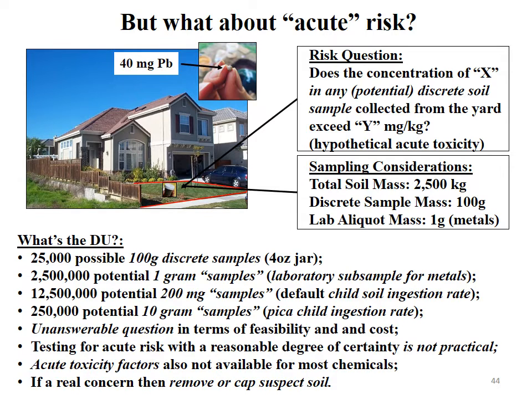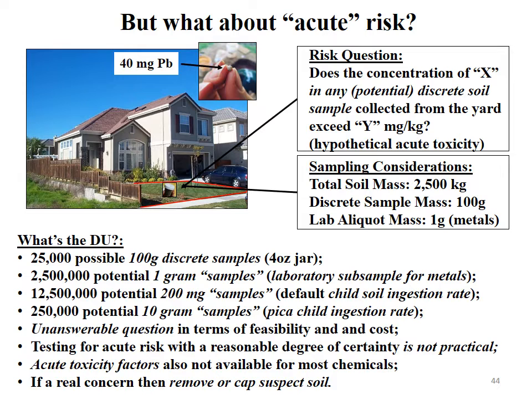So the other question that comes up is, what about acute risk? Back to that question in the 1980s, early 1990s, where the reason to collect discrete samples. Let's think about this for this site. Again, what's our risk question? Does the concentration of X, let's say lead, in any potential discrete soil sample collected from the yard exceed a concentration of Y? So hypothetical acute toxicity. A kid goes out, eats soil from that site, that particular point, and gets sick immediately or within a few days. Some of the sampling considerations, again, what's the mass of soil in this area?